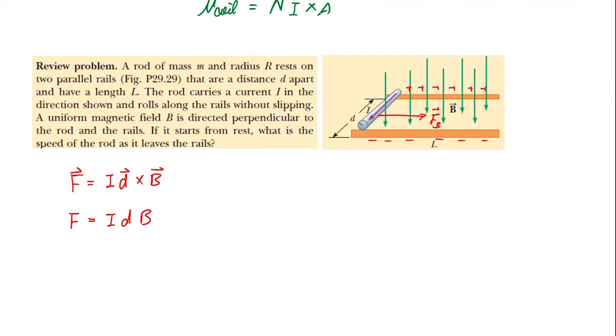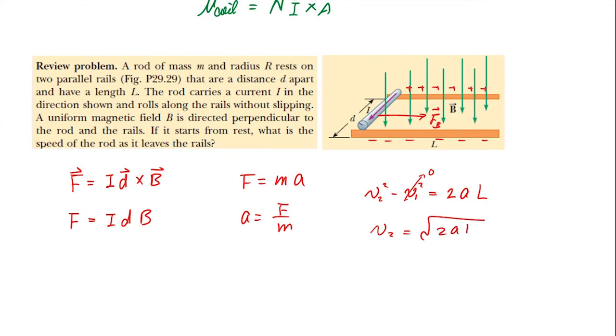Once you have force, then it's easy. F is equal to ma now, right? You know the mass of this thing, so a is equal to F over m, and you figure out your acceleration. Once you have acceleration and distance, you can figure out the final velocity. Remember this? v2 squared minus v1 squared is equal to 2a delta x, in this case delta x is L, and v1 is 0. A bunch of substitutions later, you figure out the final velocity of your projectile.